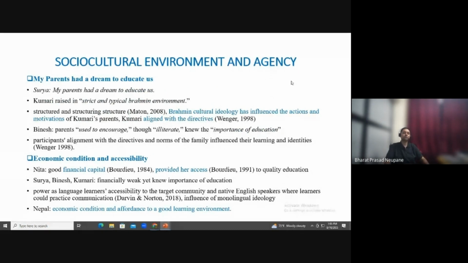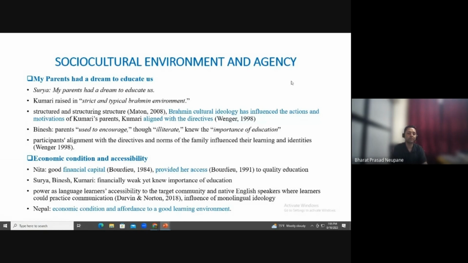Not only this, the socio-cultural environment and agency also influence the identity construction of teachers. Teachers are influenced by micro, meso to macro cultural and contextual environments. When I talked to my participants, one of them shared that his parents had dreamed of educating him, and he started honoring the dream of his parents, and he started investing in the dream of the parents. Look, so this is how the family environment or the parents' dreams influence the learning of the students or the learners, teachers, right?